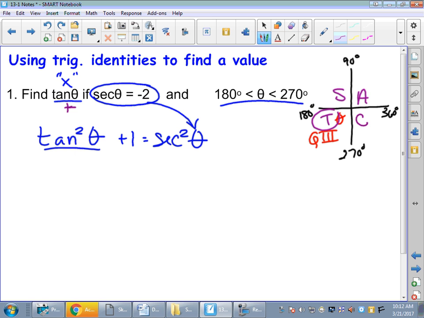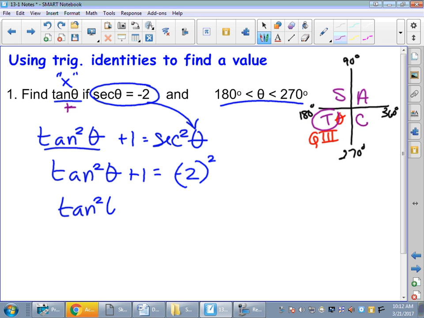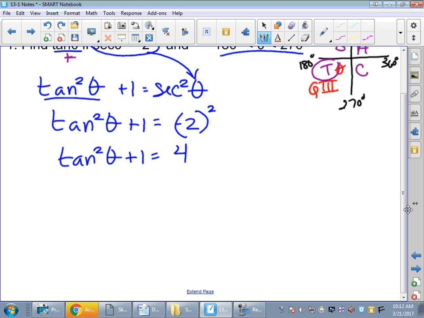Now I'm going to substitute, just like I would in any other equation. I'm going to replace secant theta with -2, but I'm going to remember to square it. So the secant is -2, but I'm going to square it now. Tangent squared theta plus 1 is equal to 4. When you square a negative, it becomes positive. And now we're going to solve for tangent theta. I'm going to subtract 1 from both sides. Tangent squared theta is equal to 3.